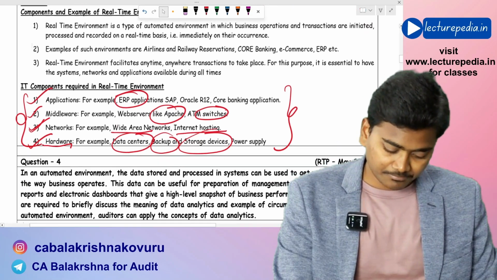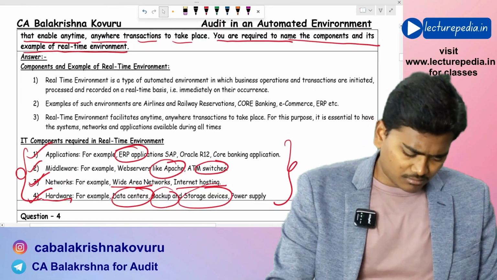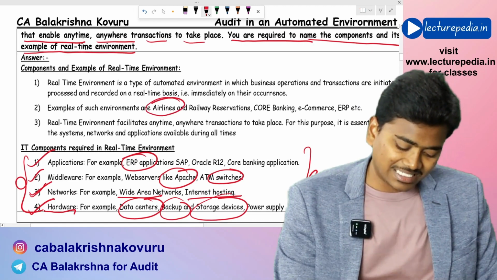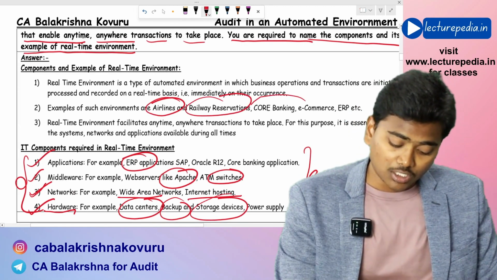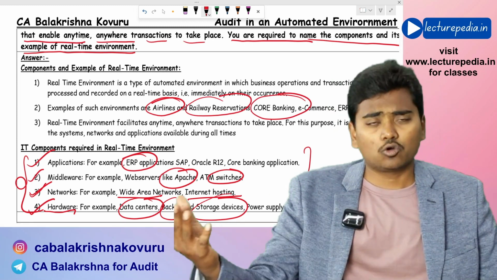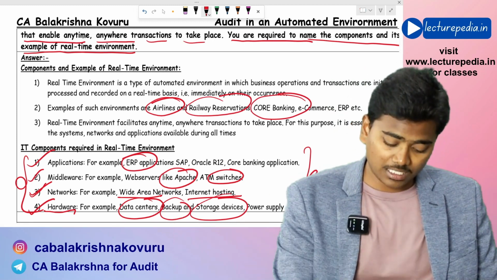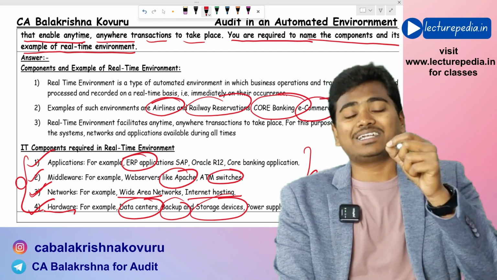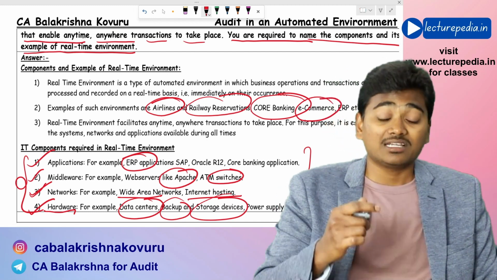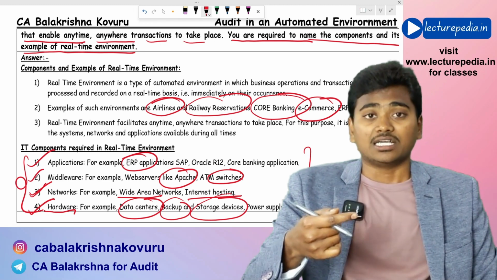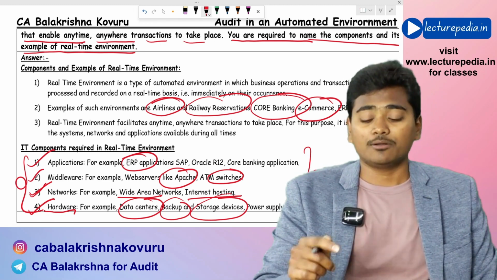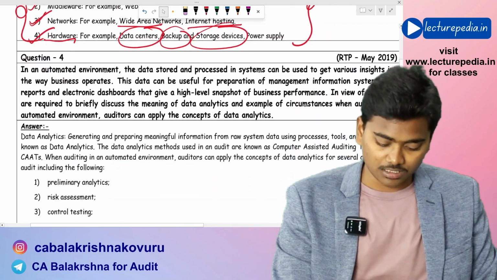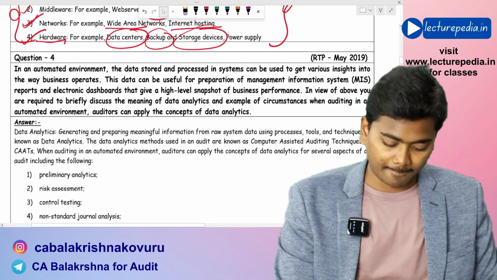Okay, and the examples for a real time environment are airline and railway reservations, core banking software of any bank, and e-commerce portals. All these are examples of a real time environment where transactions are initiated, processed and recorded on a real time basis. Okay. Next, question number 4.